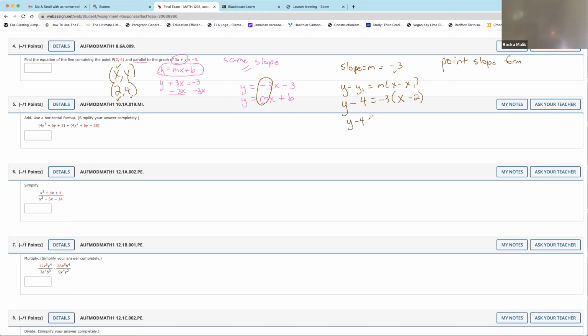So y minus 4 equals negative 3 times x, negative 3 times negative 2 is plus 6. Bring the 4 to the other side. Y equals negative 3x plus 10. That's the equation of the new line that's going to be parallel to this line. It's parallel because it has the same slope, and that same slope is negative 3.